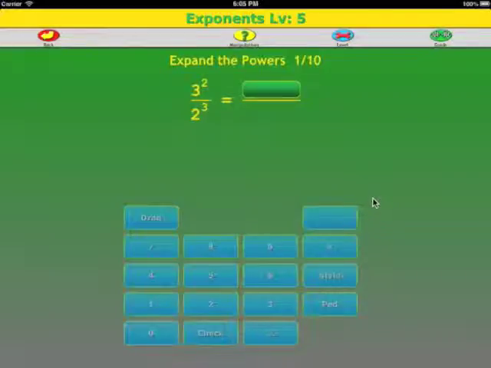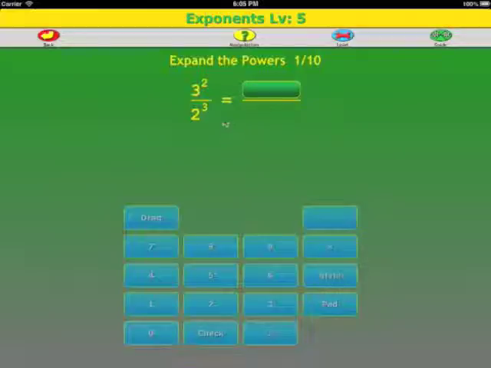Expanding the powers helps you familiarize yourself with the notation and to visualize the expression. You don't have to enter brackets for this exercise, but please remember that for multiplication and division, you count the number of negative signs. If it is odd, then the answer is negative. If it is even, then the answer is positive.